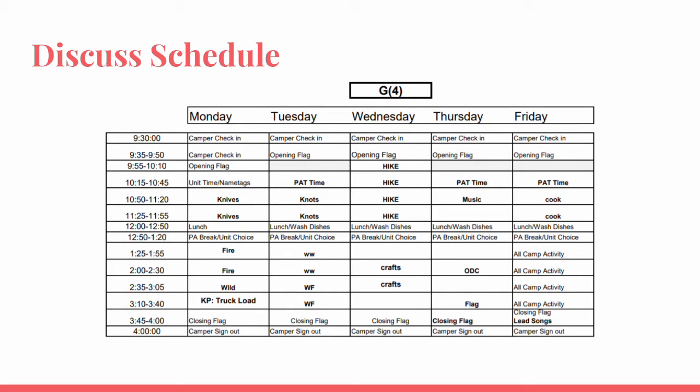Another great step in building our community is talking about the schedule. What does the week look like? What will we do? This is an opportunity for your unit to talk about what the weekly and daily schedule will look like. You want to share the schedule with all the campers and make sure to give a copy of the schedule to the PAs. Here is an example of what a schedule might look like for the week of camp.